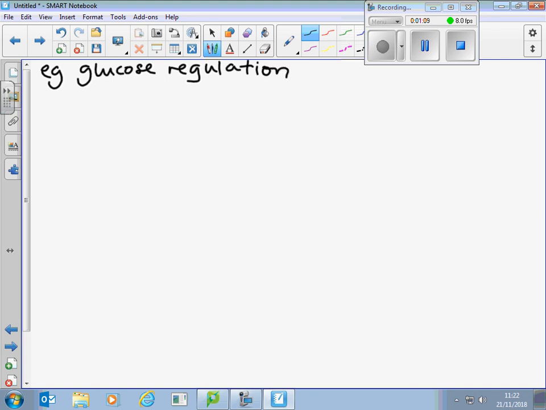Right, so glucose regulation. Now, obviously there is a normal for glucose levels in the blood, or glucose concentration, we should say, not levels really. And it's a narrow range, usually measured in millimoles per litre, and anywhere between about 4 and 8 is fairly normal. After meals, it'll go up. Before meals, it's been used, so it'll go down a bit, but it shouldn't really fluctuate either side of those.